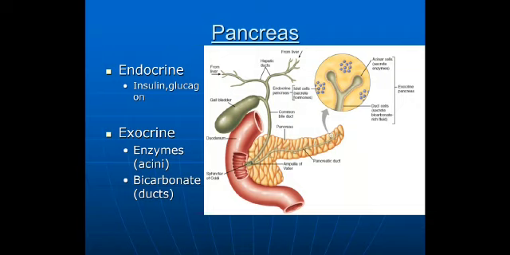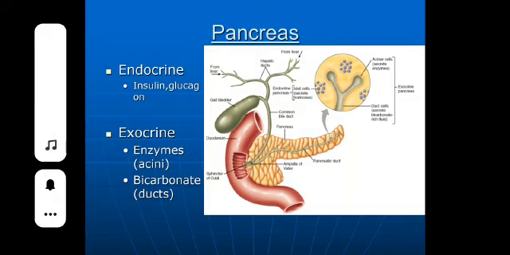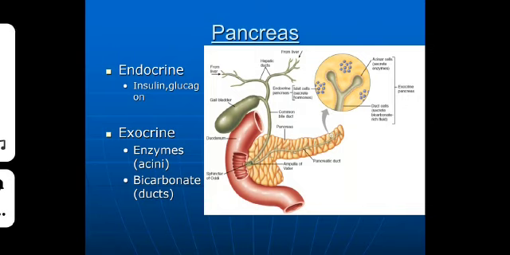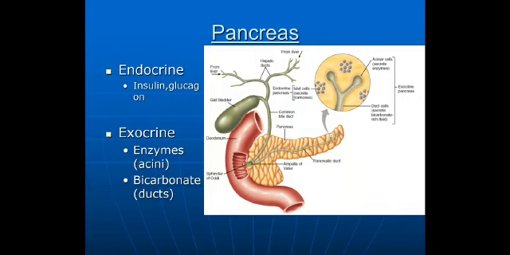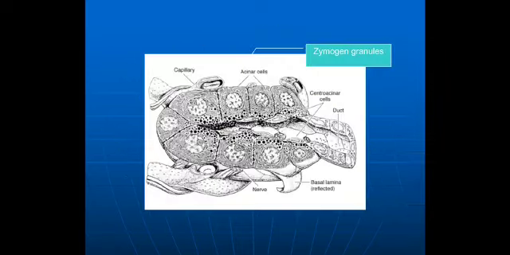You can see the endocrine secretion is insulin and glucagon. The beta cells secrete insulin and the alpha cells the glucagon. The exocrine cells secrete enzymes from the acini and the ducts secrete the bicarbonate. This is the unit of the gland, the secretory units, the acini and the ducts.